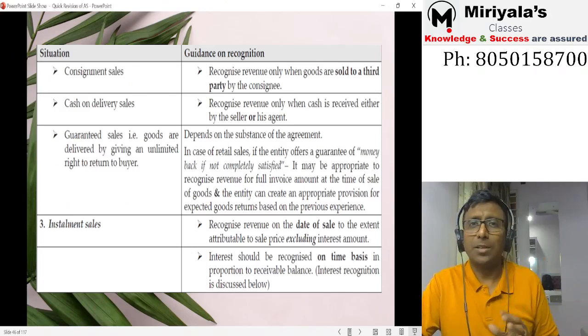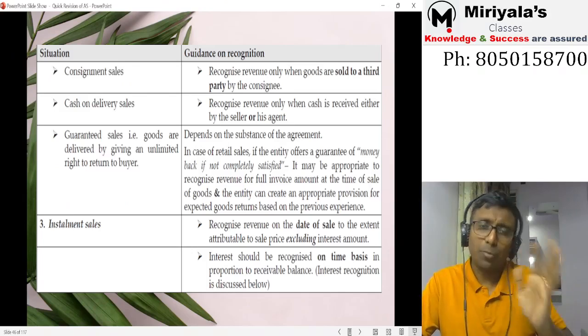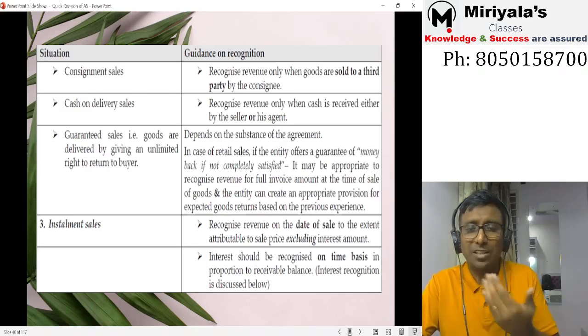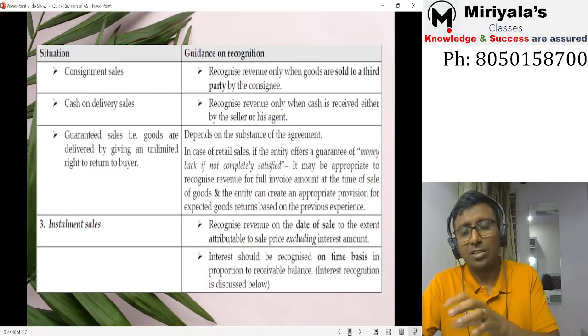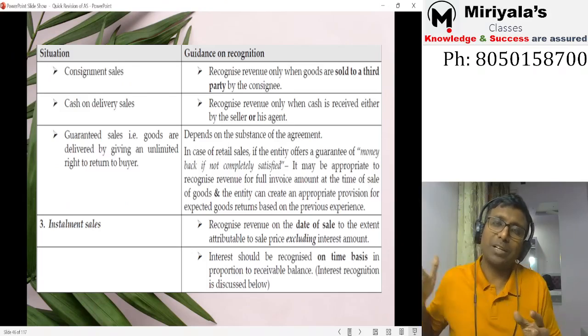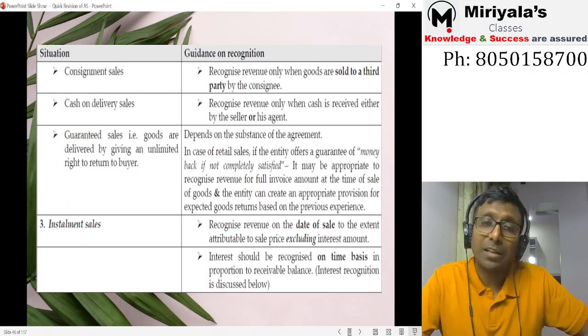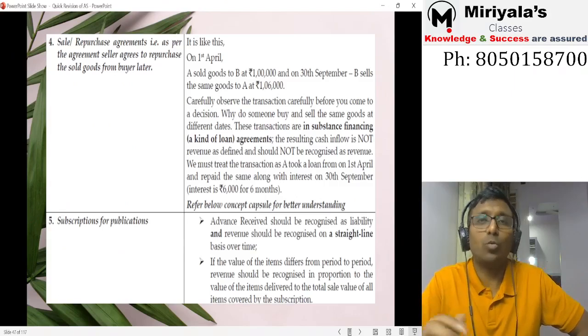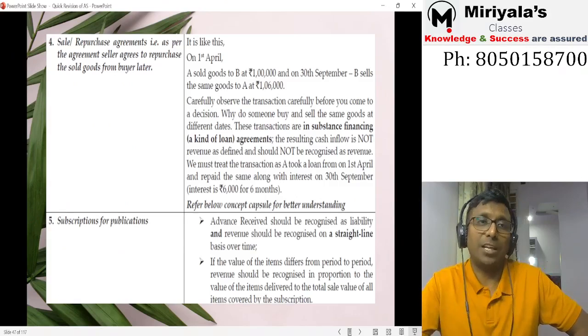If it is an installment sale, at the time of sale itself, the entire amount is supposed to be recognized. Right? There will be an interest element. Obviously, that interest is supposed to be bifurcated and recognized over time. That is because interest income will be recognized only on time basis, on accrual basis, not at the time of sale.